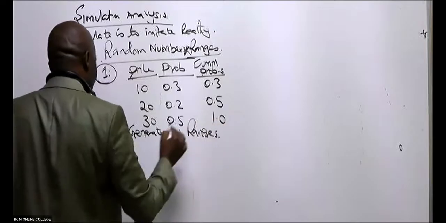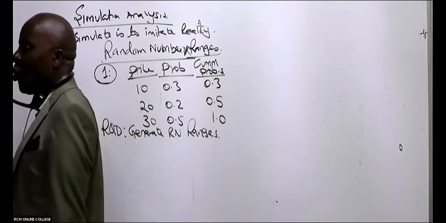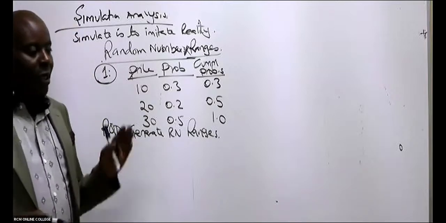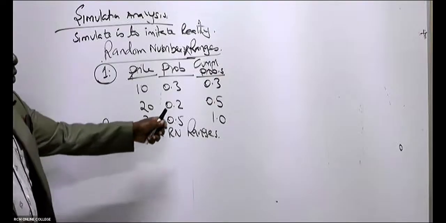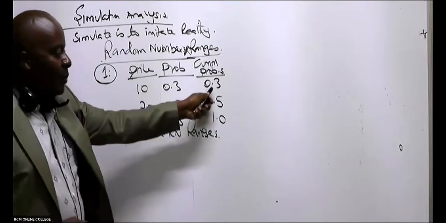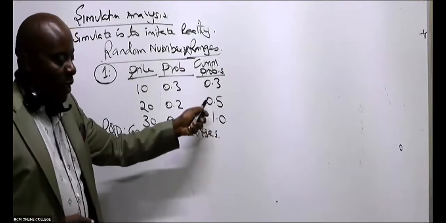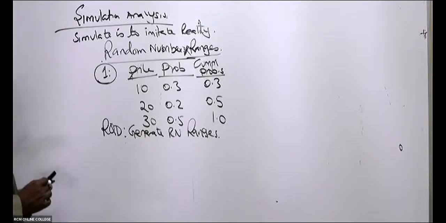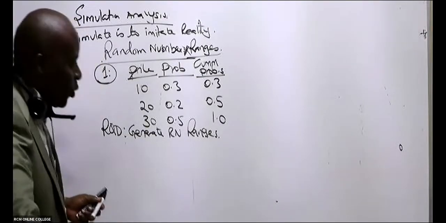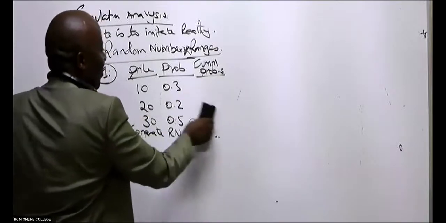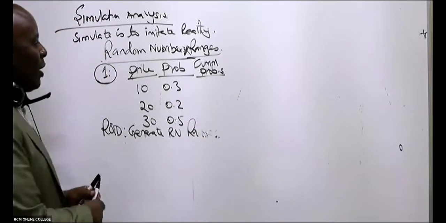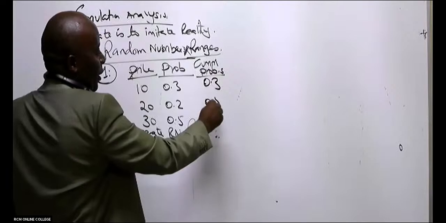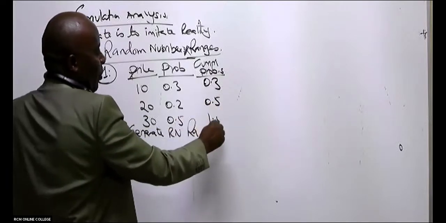But remember that for random number ranges, we must always be consistent with our decimal places. If you have 1 decimal place, everything here must be 1 decimal place, so I have to write 1.0. What have I done to accumulate? I started with 0.3, because for the first one there is nothing to be added. Then 0.3 plus 0.2 gives 0.5, and 0.5 plus 0.5 gives 1.0.